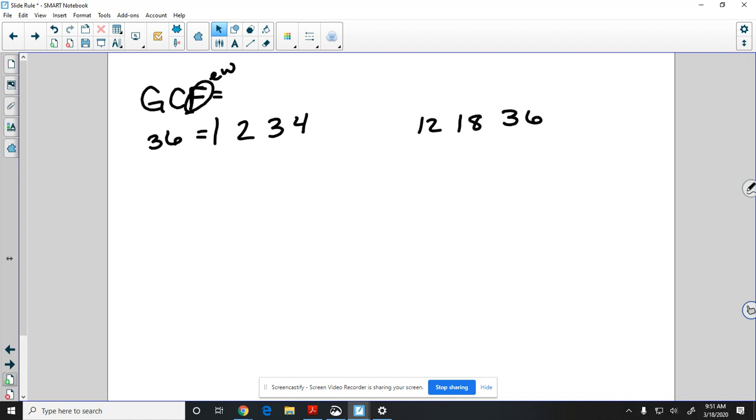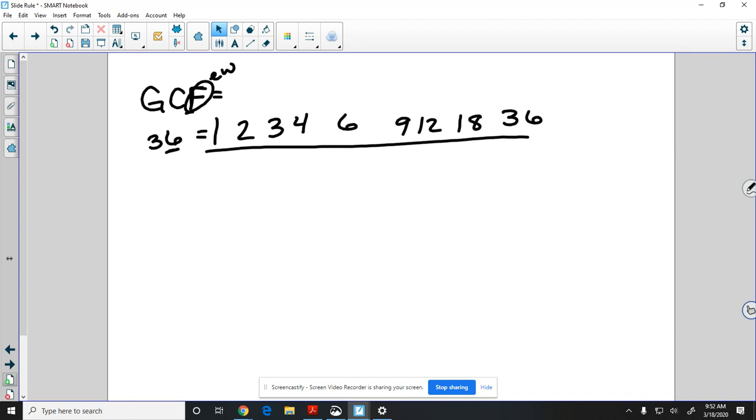Will 4 go into that? That's right, 4 and 9. Will 5 work? No, 5 won't work because there's not a 5 or a 0 in the ones place. Will 6 work? 6 times 6 is 36, so that's correct. There are no other numbers in between that will give me 36, so these are all my factors.